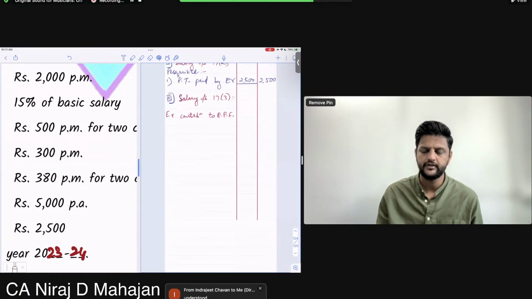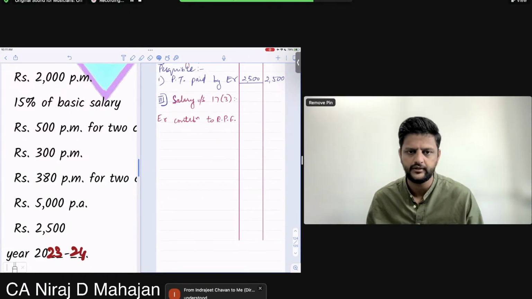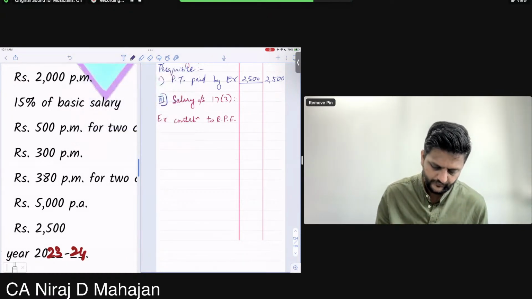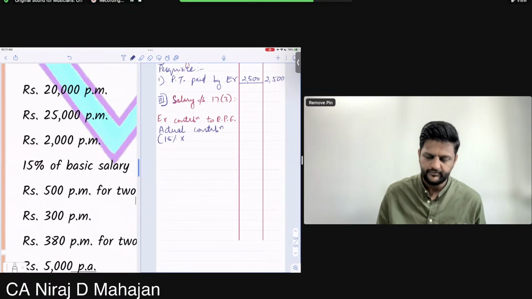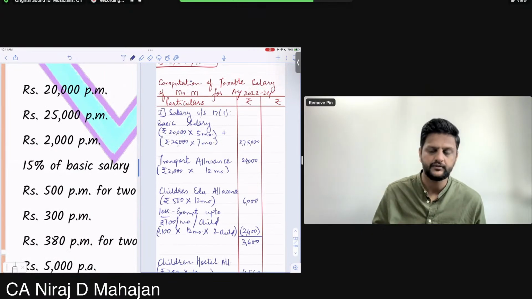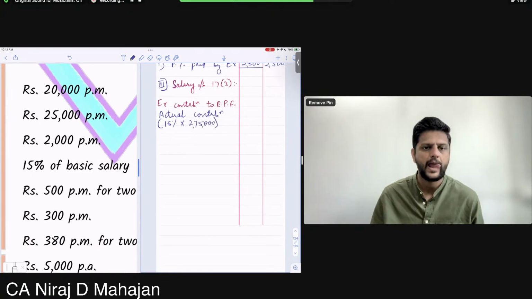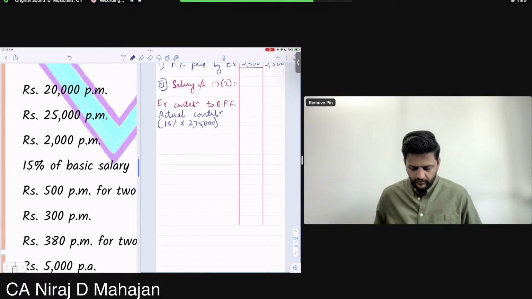In the table, children, what is given? Up to 12% of salary is exempt. Clear till here? So let us first of all write down what is the actual contribution. Chalo, write down. It is 15% of basic or no? Yes. Basic is how much? Total basic 275. Give me this figure. 41,250, is it?